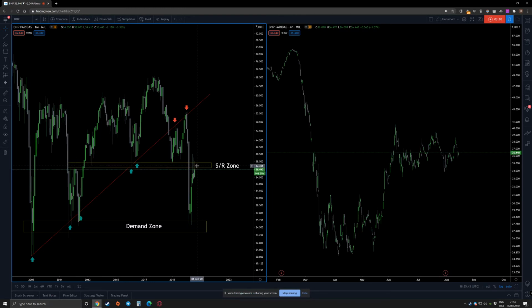So if, and it will probably break, when it will break, where do you think the next stop is going to be? It will most likely be this trend line. This is why it's important. Look, also you can see that there's another support and resistance zone here too.